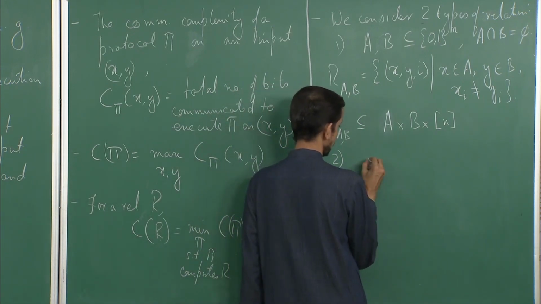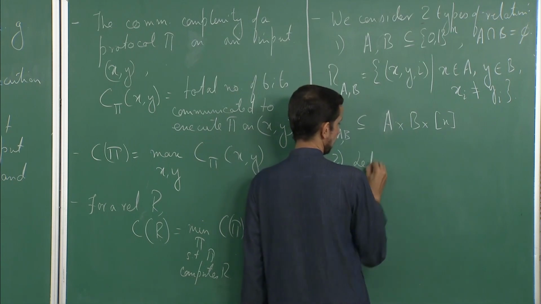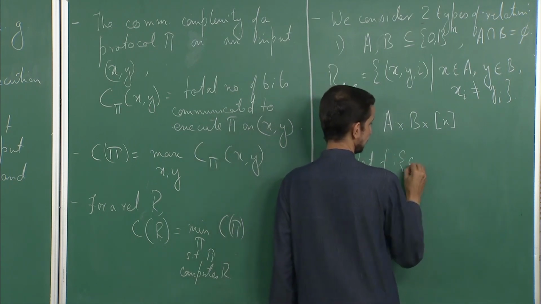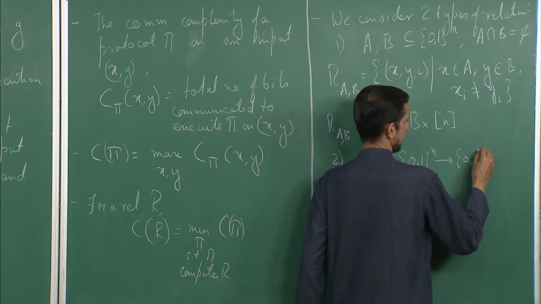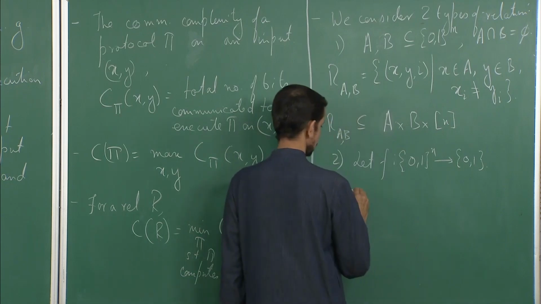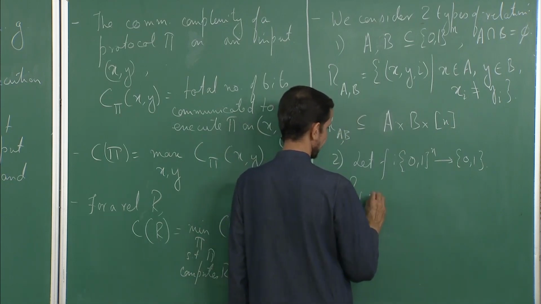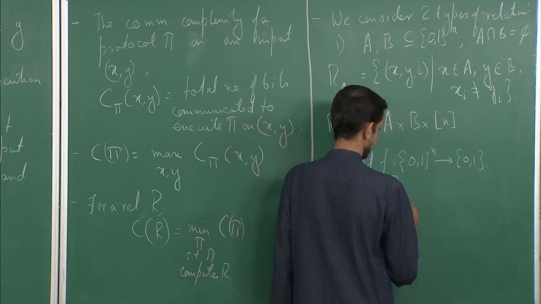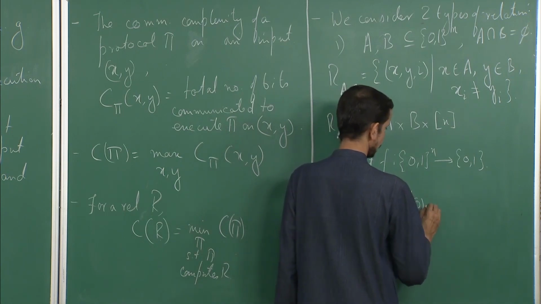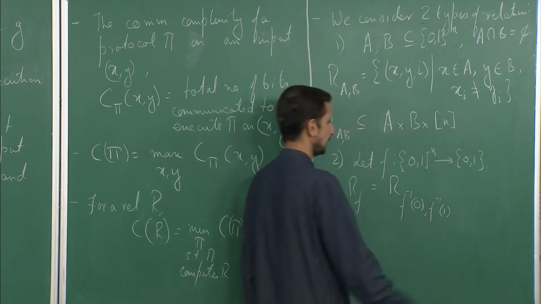So let f be a Boolean function. f is a function from {0,1}^n to {0,1}. So we define R_f as equal to R of f inverse 0 comma f inverse 1.